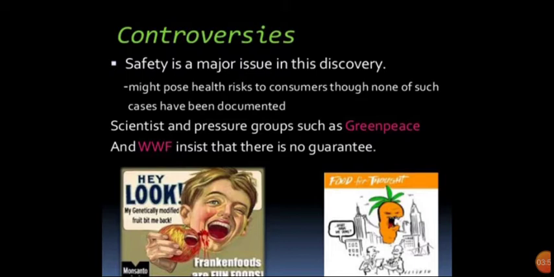Next is controversies. Just as a coin has two sides, heads and tails, genetically modified crops also have some controversies. The major controversy is about safety. Safety is a major issue in this discovery. Scientists and pressure groups such as Greenpeace and WWF insist that there is no guarantee in producing a genetically modified crop.